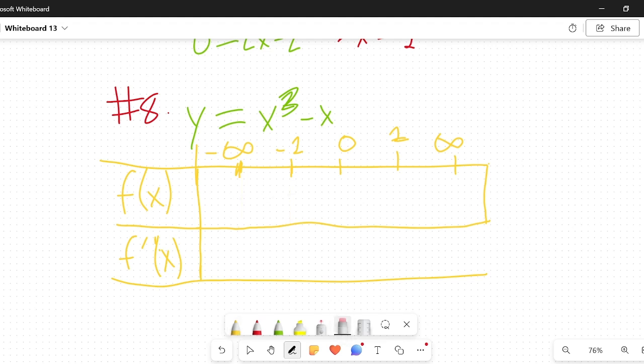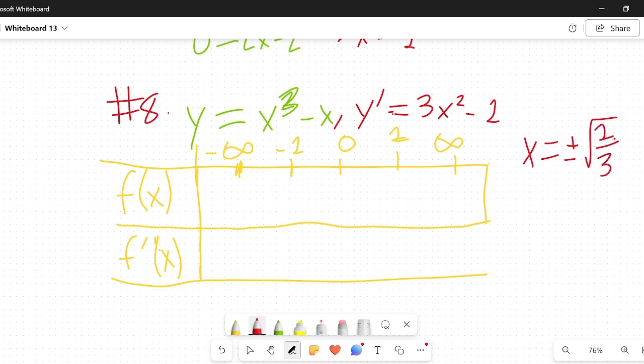Essentially, we're going to be looking at the derivative at these values, to see if it's increasing or decreasing. So if we solve for y prime, y prime is equal to 3x squared minus 1, right? And if we solve this when it equals 0, we will get that x equals plus or minus the square root of 1/3.